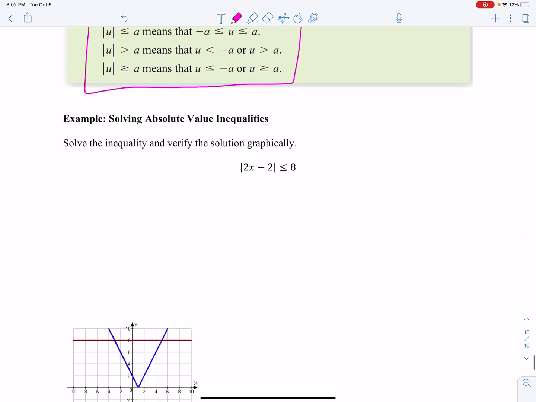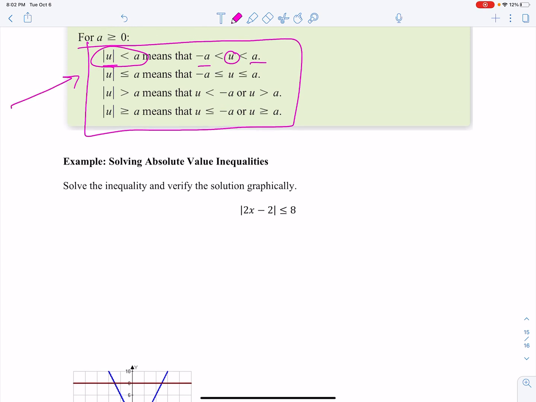So this is what we're going to do. We're going to solve the inequality and verify the solution graphically. We're going to rewrite this using these methods up here. Now notice we have a less than or equal to, so we'll use this one right here. In other words, we're going to say that -8 less than or equal to 2x minus 2, and notice I dropped the absolute value, less than or equal to positive 8. We're just using that definition above.